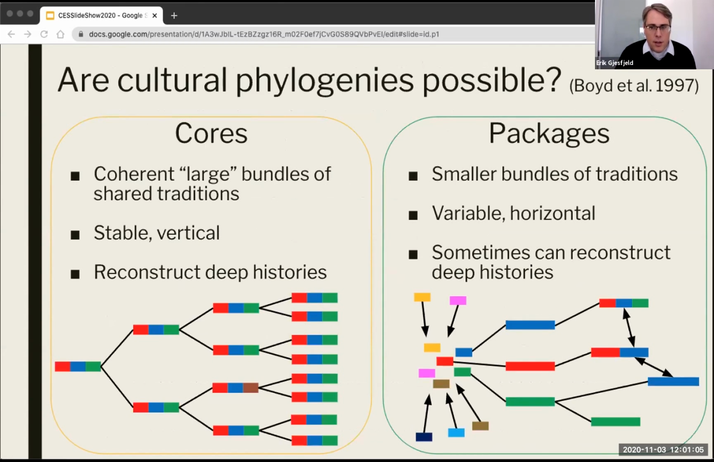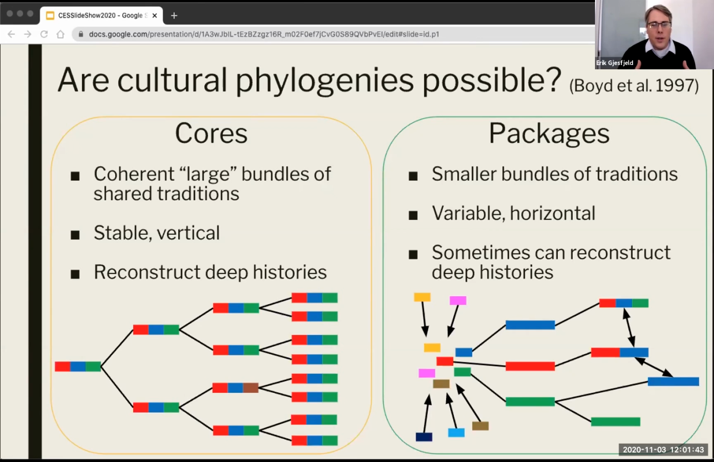So nearly over 20 years ago now, Boyd and colleagues wrote a paper, Are Cultural Phylogenies Possible? And this really highlighted one of these ideas of, how do we use a phylogenetic approach when dealing with different aspects of culture, and whether or not we need to see or view culture as being transmitted in different sorts of forms, whether that be something like cultural cores, which were typically seen as more coherent bundles of shared traditions. These tended to have more stability, maybe more vertically transmitted.